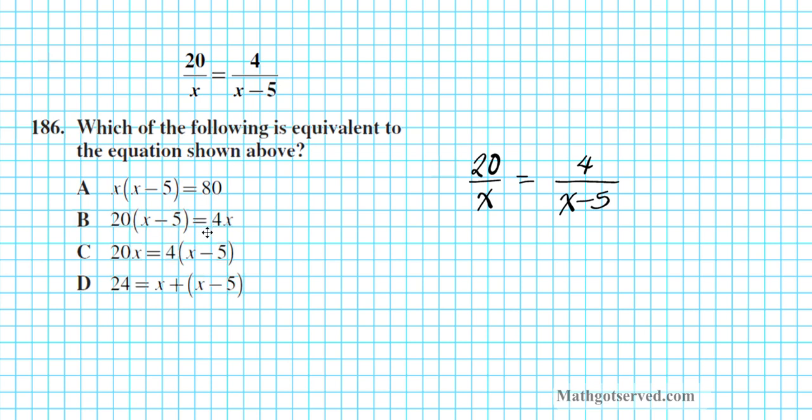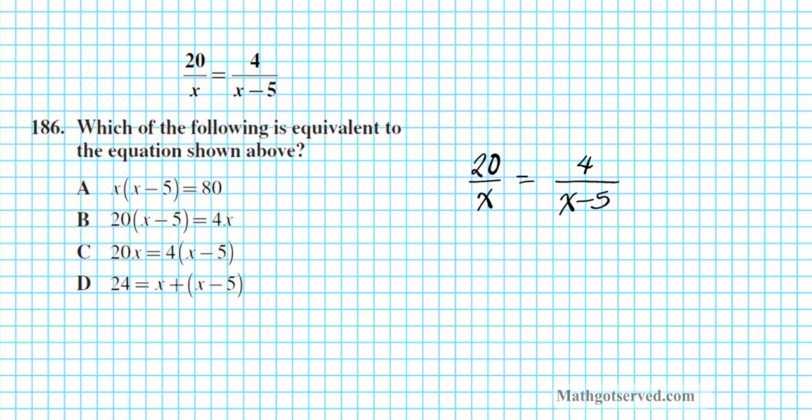So we're not solving it completely. We have to find which statement is equivalent to this after eliminating the denominator. So the question is, how do we eliminate the denominator in this rational equation? We are going to cross multiply, okay?